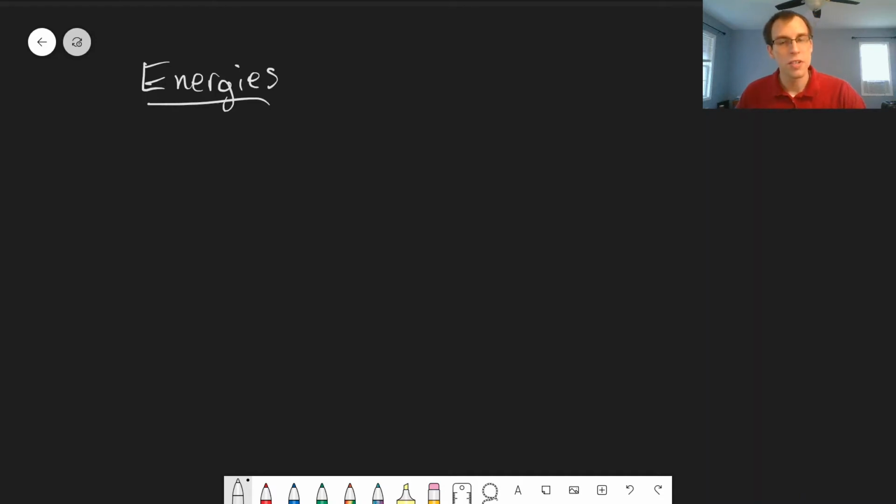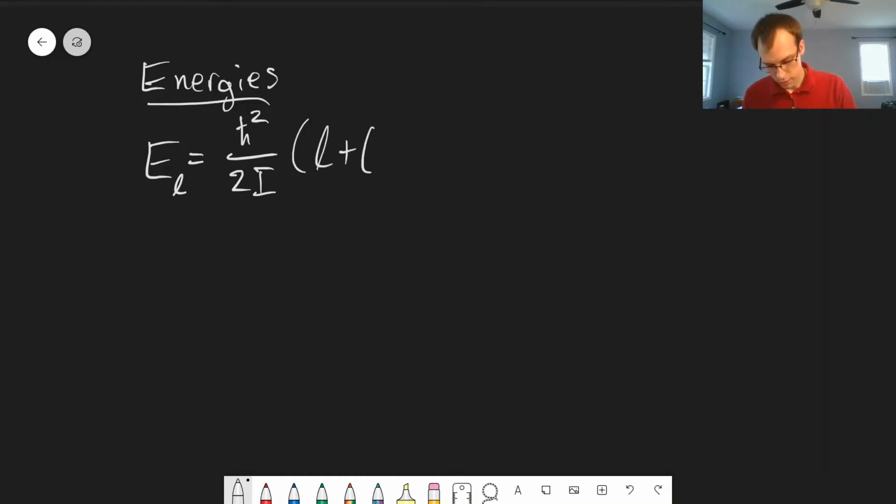The other thing we're really interested in, of course, is what are the energies that are given by the solutions. So the energies follow this equation. The energies depend just on L, and they don't depend on M at all. And we get h bar squared over 2I times L times L plus 1. And so these are the generic energies that are given.